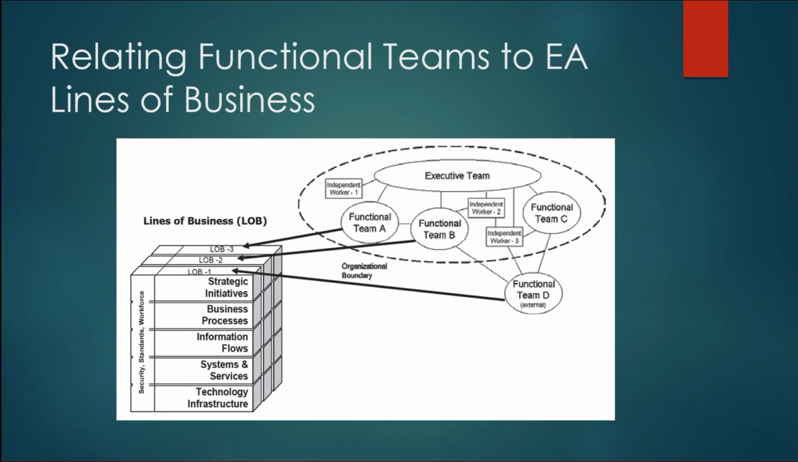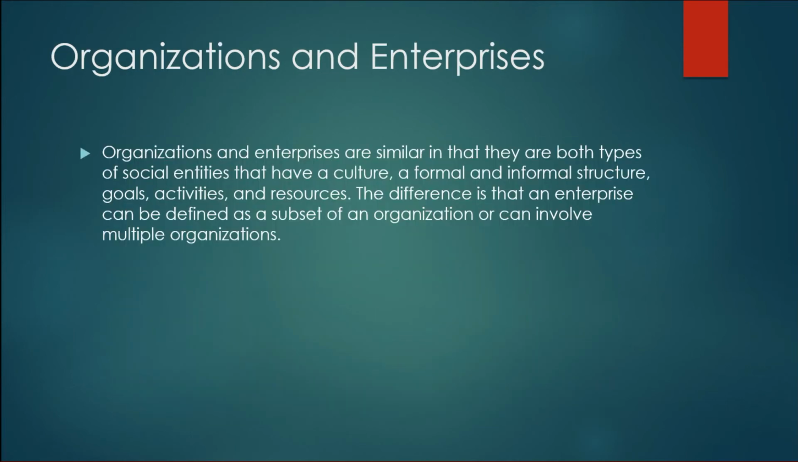And then we have the relating function teams to EA, lines of businesses. Ayan, meron tayong LOB1, LOB2, and LOB3. So, those are the lines of business. So, pwede yung LOB1, that's for the functional team D, yung nasa external. And then, yung LOB2 sa B, and then LOB3 sa A.